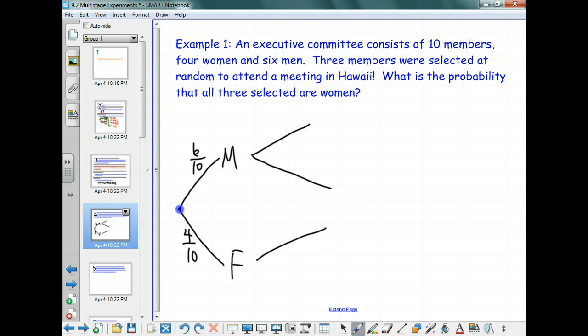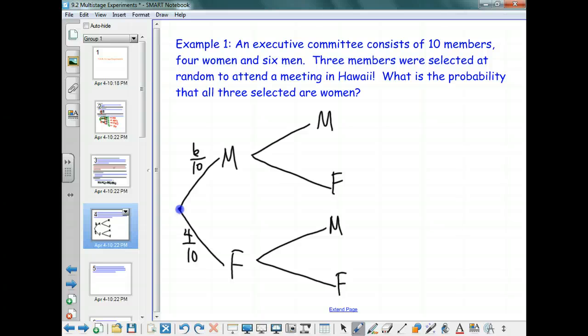So I'm going to select a second person. And again, the same options occur. I could either get a male or a female. The difference is this. There are not still 10 names in the hat. How many are there? There are now 9 people's names in the hat. And it matters whether I picked a man the first time or a woman the first time.